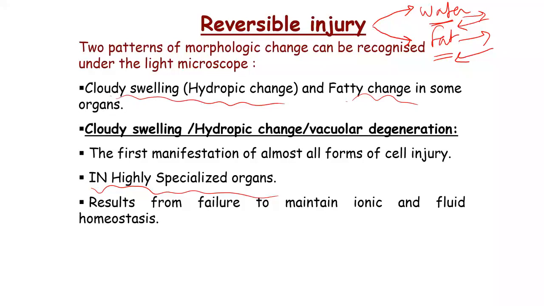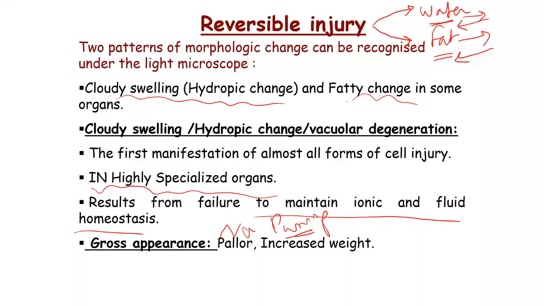The hydropic swelling or cloudy swelling results from failure to maintain the ionic and fluid homeostasis. Why? Due to failure of the sodium pump. So sodium pump failure will lead to failure to maintain ionic and fluid homeostasis with influx of sodium and water and cell swelling. The gross appearance: if you have a lot of water inside the organ, the organ will have an increase in weight and it will be more pale.